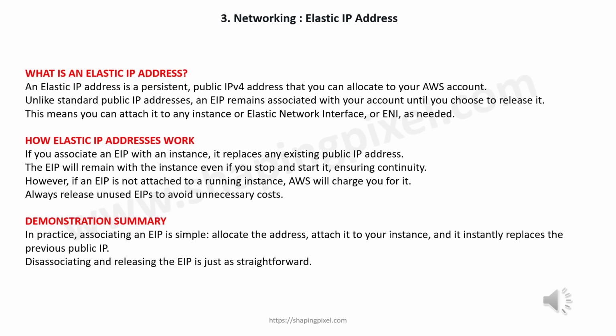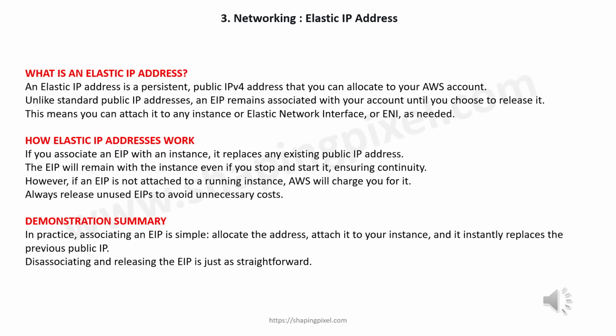Elastic IP addresses, or EIPs, are a key part of managing network infrastructure in Amazon Web Services, or AWS. While public IP addresses can be assigned to instances, they are not persistent and will change if the instance is stopped or terminated. An Elastic IP address is a persistent public IPv4 address that you can allocate to your AWS account. Unlike standard public IP addresses, an EIP remains associated with your account until you choose to release it. This means you can attach it to any instance or Elastic Network Interface, or ENI, as needed.